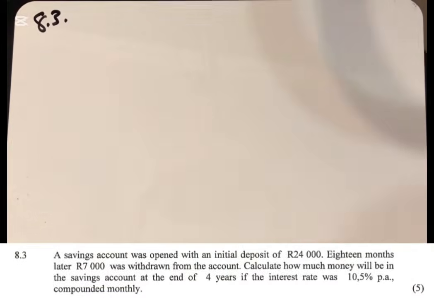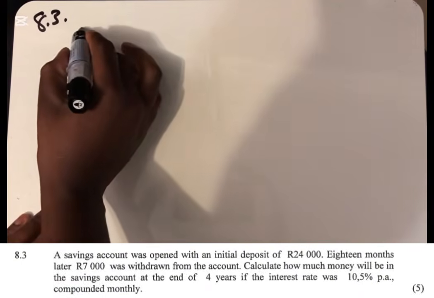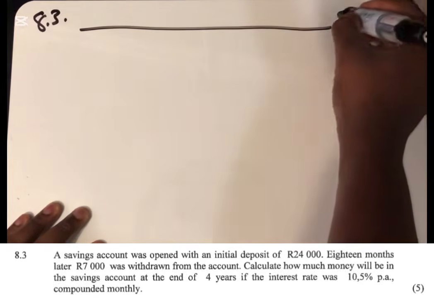Then we move to 8.3. It says a savings account was opened with an initial deposit of 24,000. 18 months later, 7,000 was withdrawn from the account. Calculate how much money will be in the savings account at the end of 4 years if the interest rate was 10.5% per annum, compounded monthly.